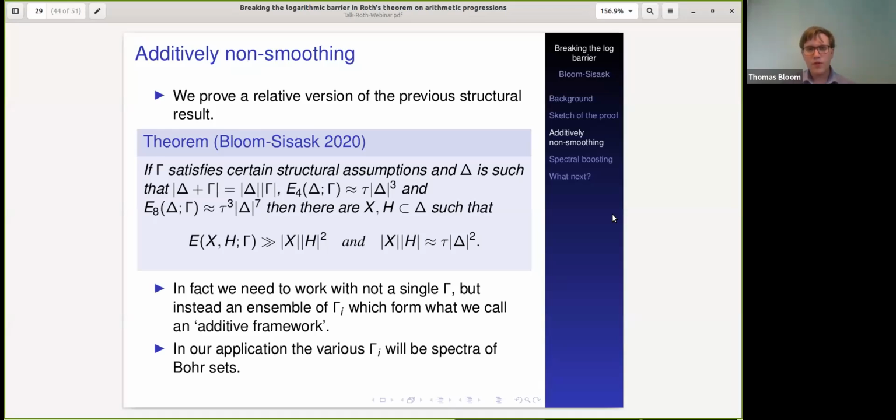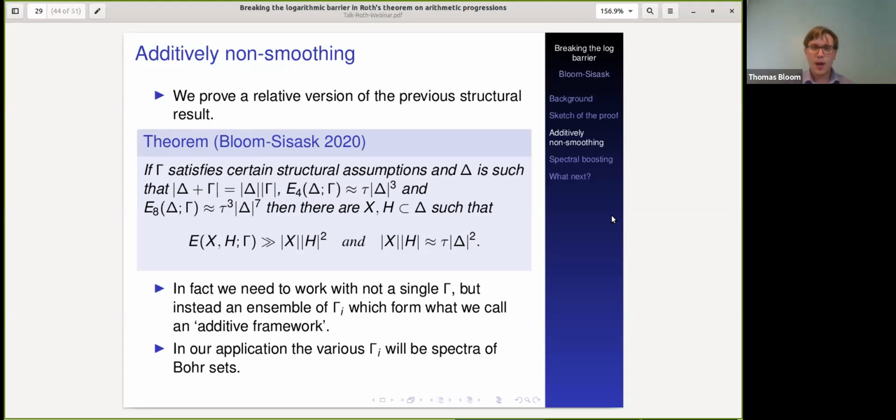And again, the actual technical assumptions that we need are fairly lengthy to state. And in fact, it turns out we don't actually work with a single gamma. We get an ensemble of gamma i's, which we call an additive framework. And in our application, the gamma i's turn out to be spectra of Bohr sets. Sorry, these are the approximate subgroup objects we work with. And we need to work with a whole ensemble of them rather than just fixing one, because the proof of this is an iterative argument where we jump back and forth between different scales quite often. And we need different scales available so we can always exit to a favorable one.